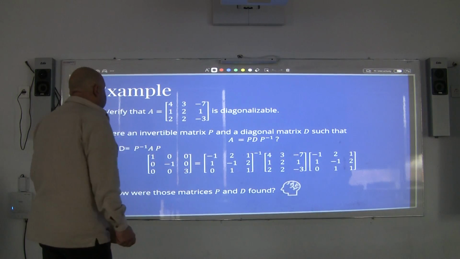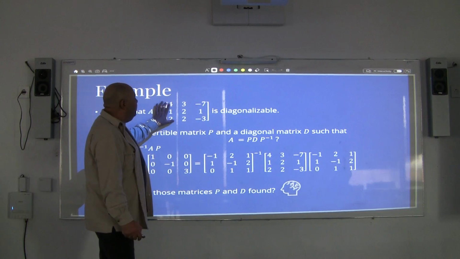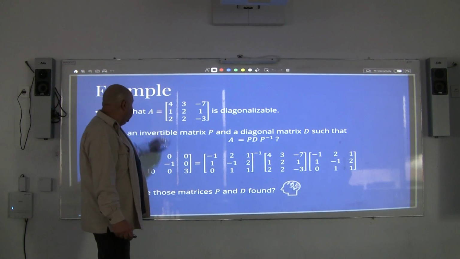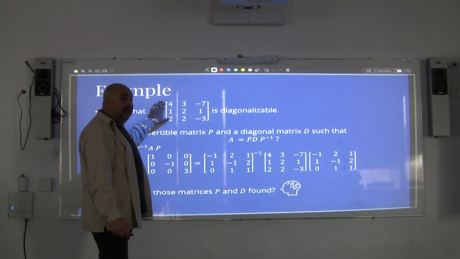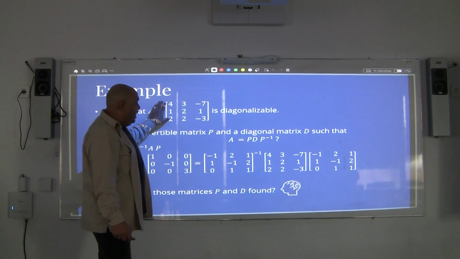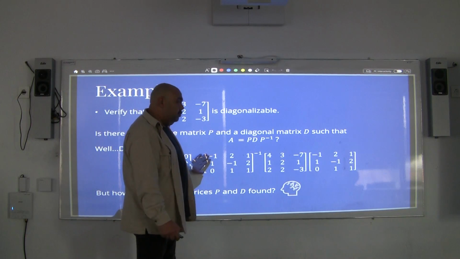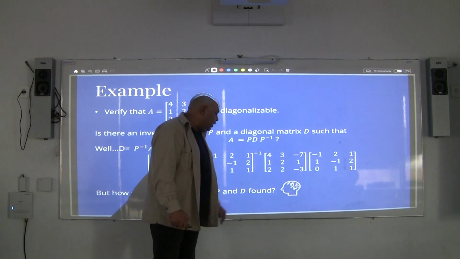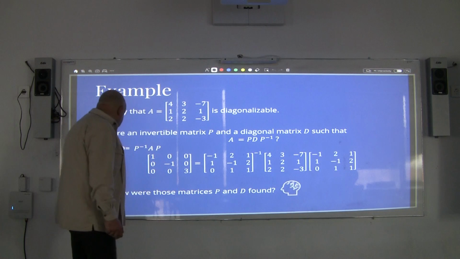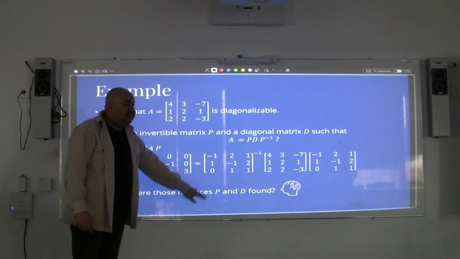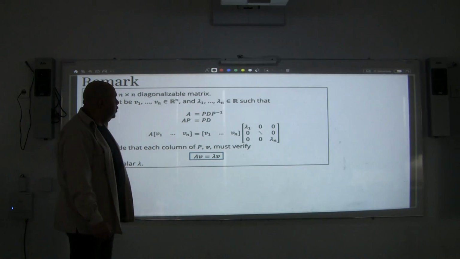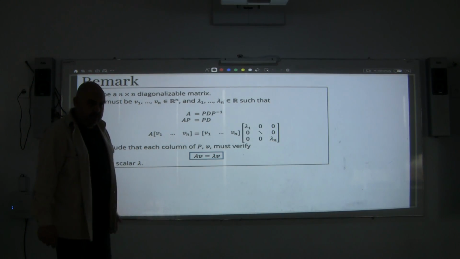So bottom line, if I could get the eigenvalues for this matrix, which are going to be 1, negative 1, and 3, and we get the eigenvectors relative to each eigenvalue, I can find the matrix P, and from which I can get this relation. The problem is now how were those matrices P and D found? Of course, through the eigenvalues and eigenvectors that I told you about.